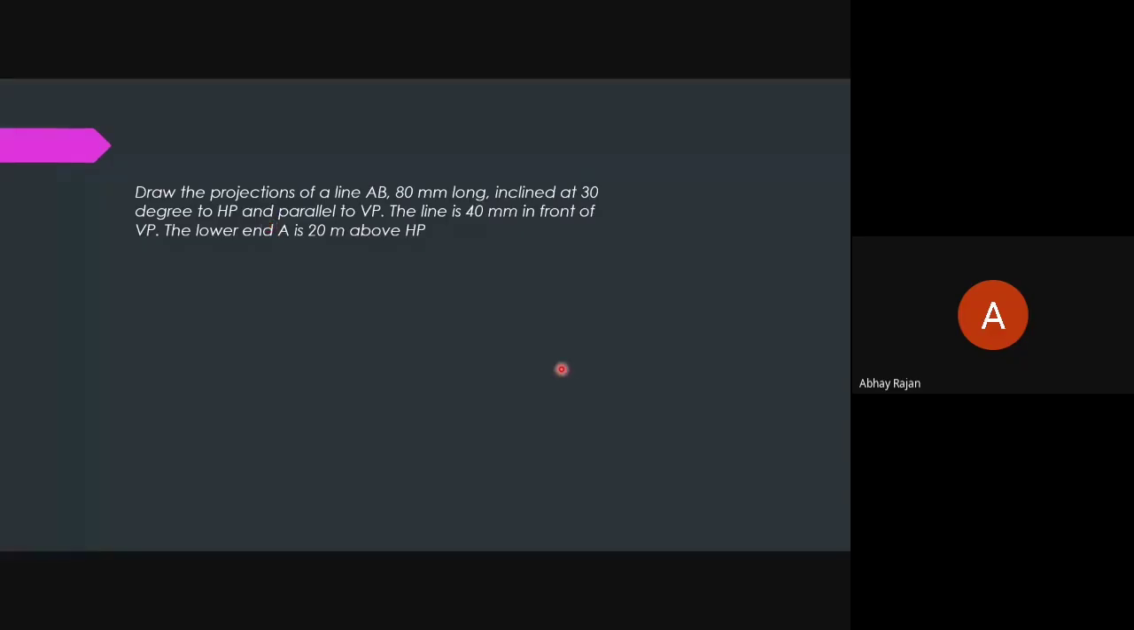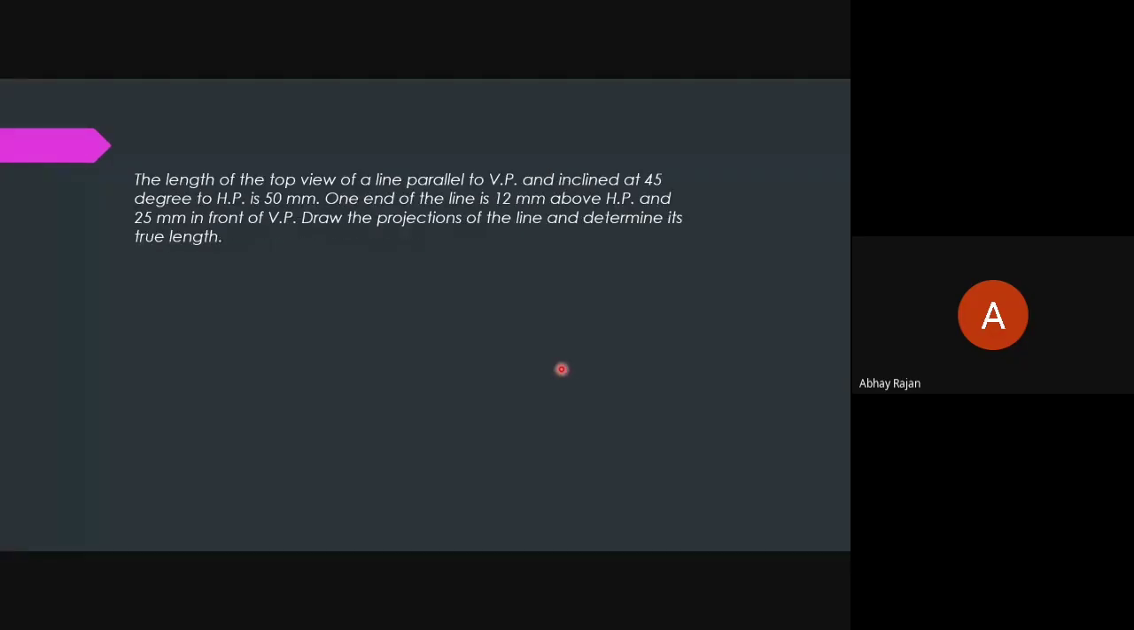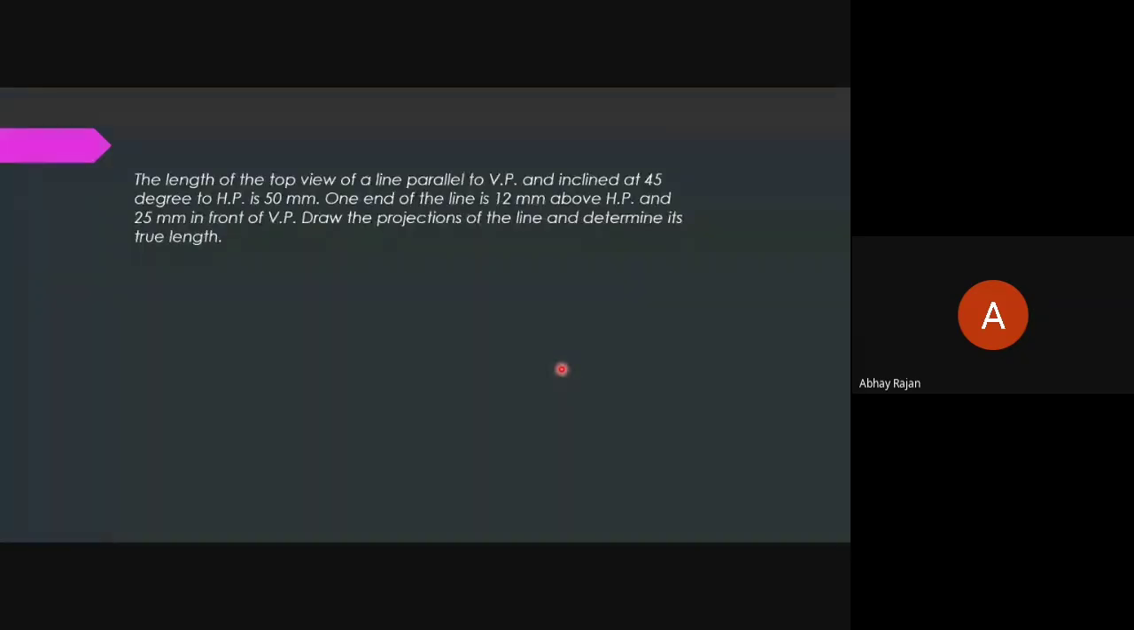Okay, good. So next question. The length of the top view of a line parallel to VP and inclined at 45 degree to HP is 50 mm. One end of the line is 12 mm above HP and 25 mm in front of VP. So draw the projections of the line and determine its true length.